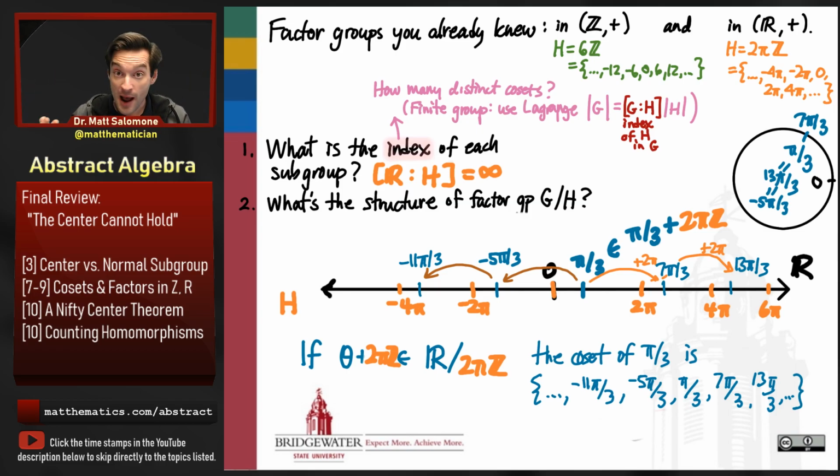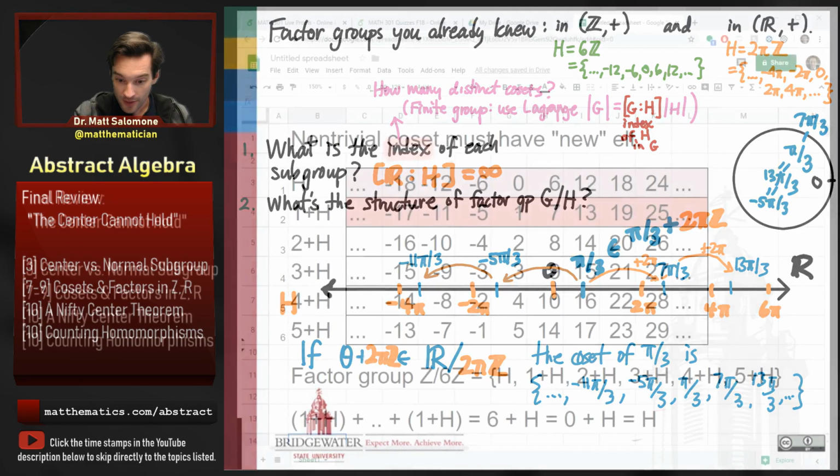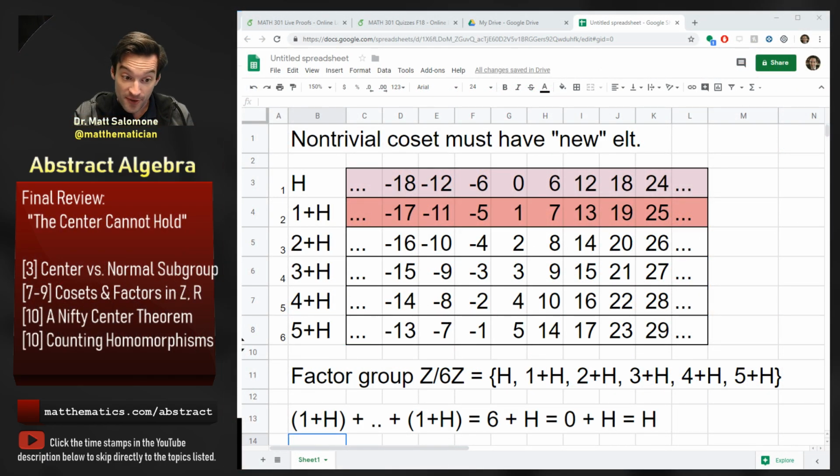When the multiples of 2 pi no longer matter, then pi over 3 becomes the same thing as 7 pi over 3, for example. When the multiples of 6 no longer matter, then 1 becomes the same thing as 7, and 4 becomes the same thing as 22, right? Taking a factor group is about erasing differences, erasing a specific subgroup's worth of differences, right? And saying that the elements of those subgroup we want no longer to be visible, right? And so we're sort of collapsing them away.